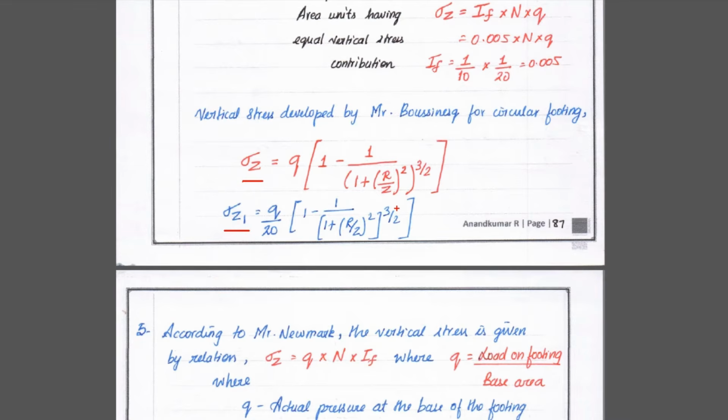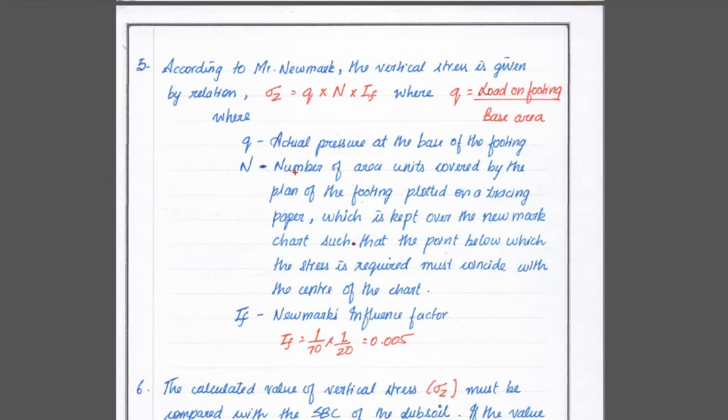into IF. The q value we already know: the load on the footing divided by the base area, that is, how much load is applied to the footing divided by the area of the footing. Next, n is equal to the number of area units covered by the plan of the footing plotted on the tracing paper. We have to keep in mind that the point below which the stress is required must coincide with the center of the circles. Where the point is applied must be the center of the circle.